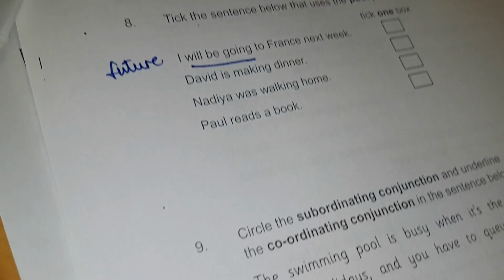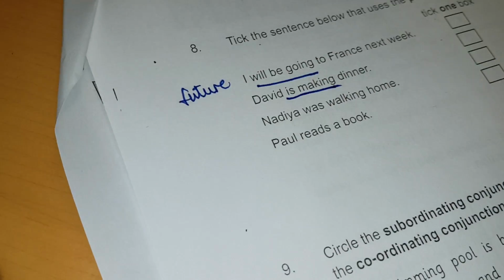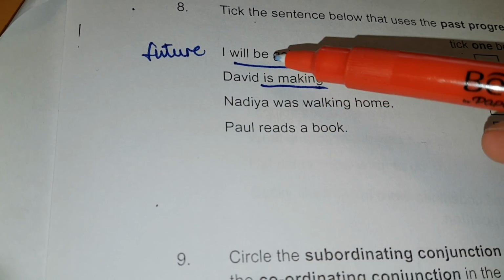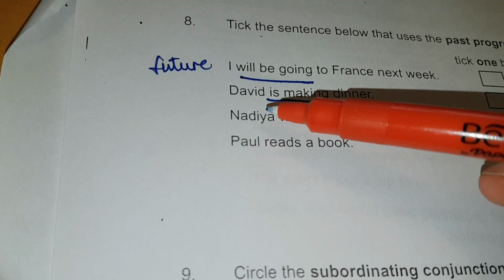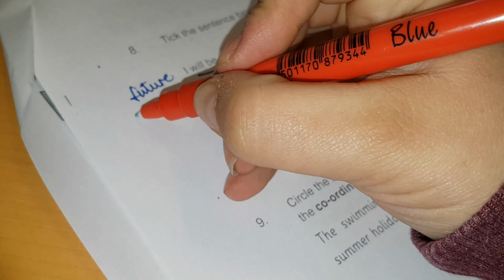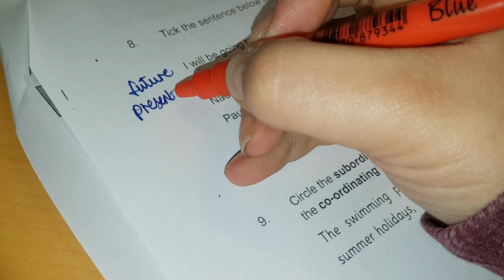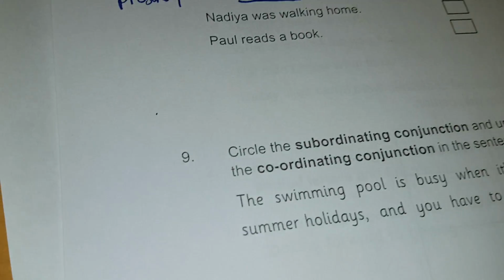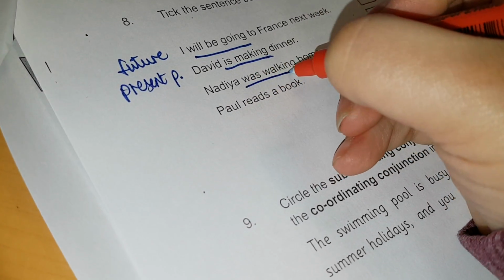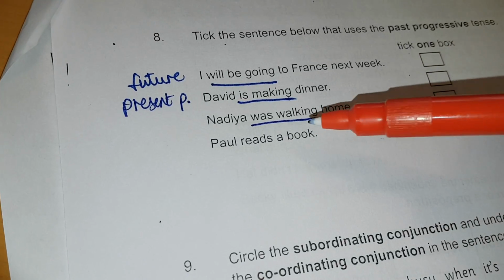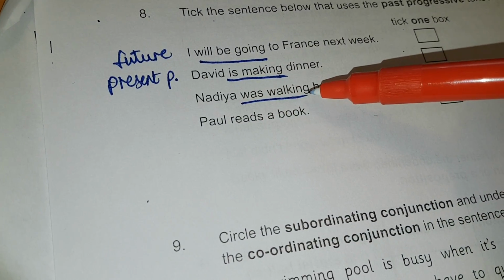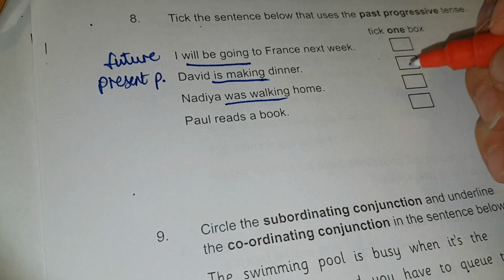David is making dinner. That is the present progressive. If it was the past progressive, it would have been David was making dinner, but that's the present progressive. Nadia was walking home. That is the past progressive. It is the past tense of the verb to be followed by the ing form of the verb. Nadia was walking home, so I can tick that one.